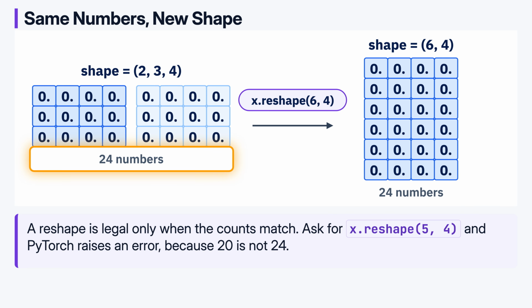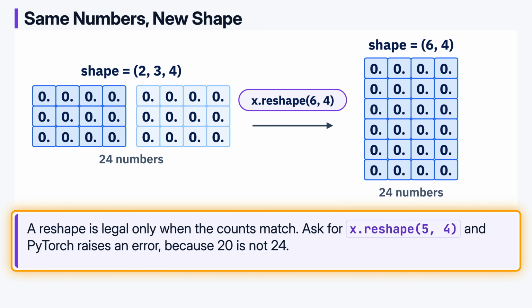24 numbers on the left. And 24 numbers on the right. The counts match, so this reshape is allowed. A reshape is legal only when the counts match. Ask for x.reshape(5, 4), and PyTorch raises an error, because 5 times 4 is 20, and 20 numbers is not 24 numbers.